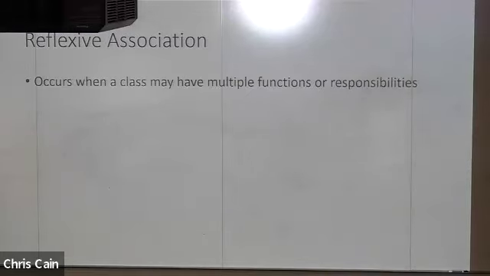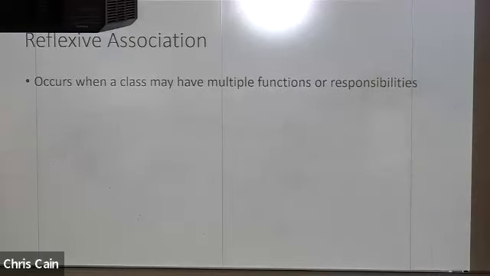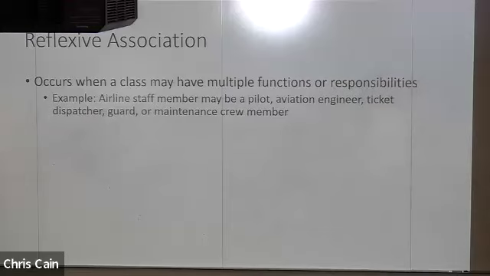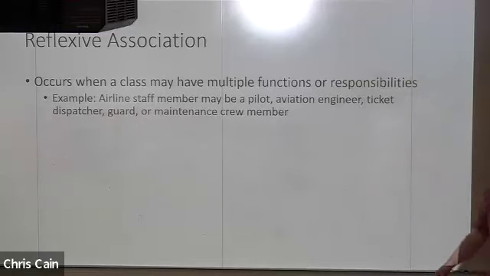All right, reflexive association is very interesting. And this is when you can have one class that can have lots of different potential instantiations, can have multiple responsibilities. So you instantiate a class and further specify this is this particular kind of that class, or this is this other particular kind of that class. So as an example, we have this generic class, airline staff member, that could possibly be a pilot or an aviation engineer or a ticket dispatcher or a guard or a maintenance crew member. All subclasses of this staff member.